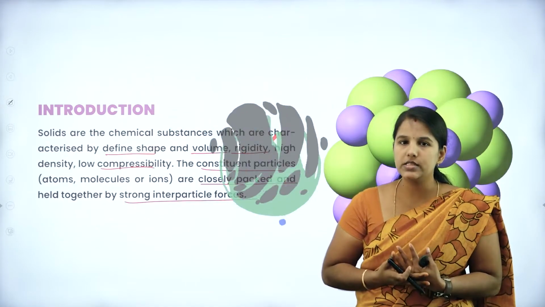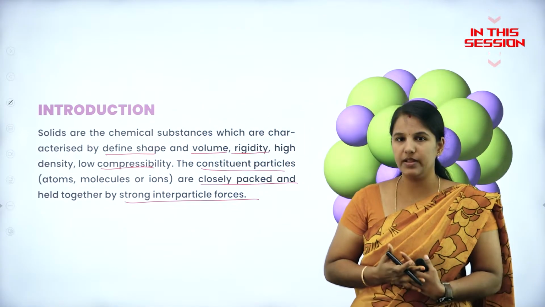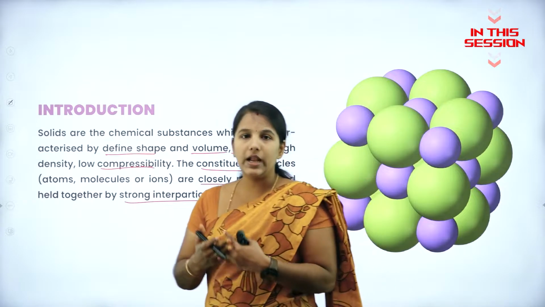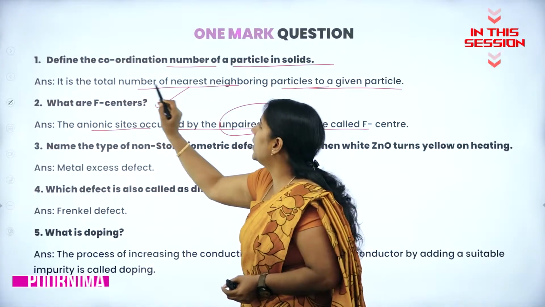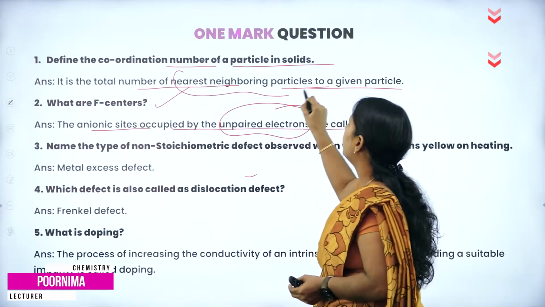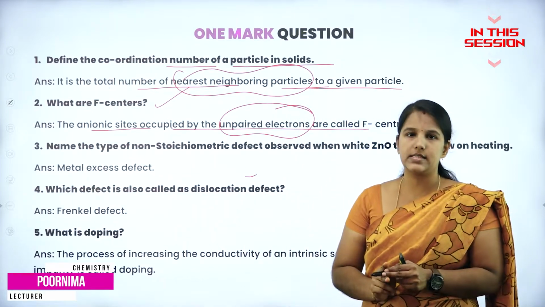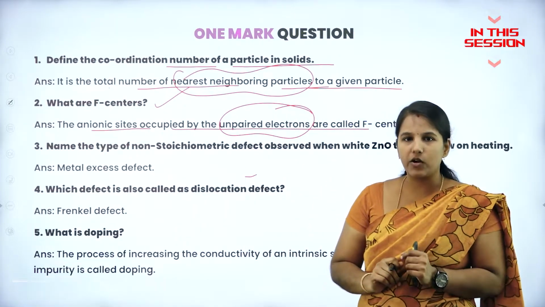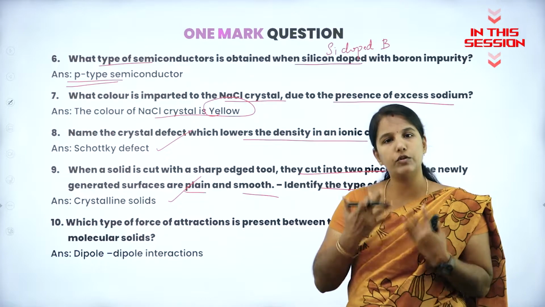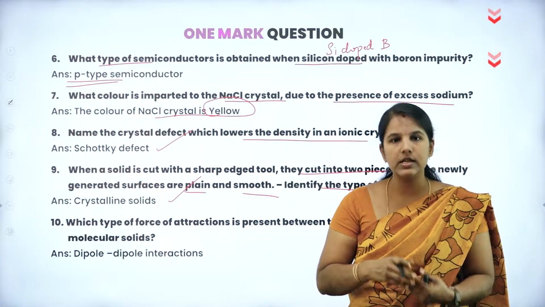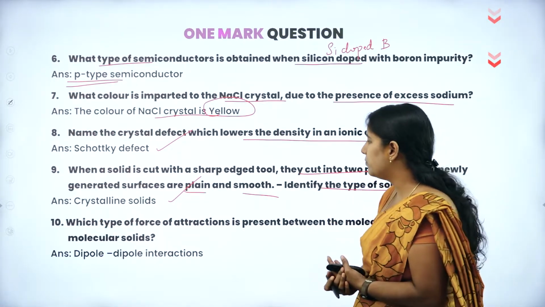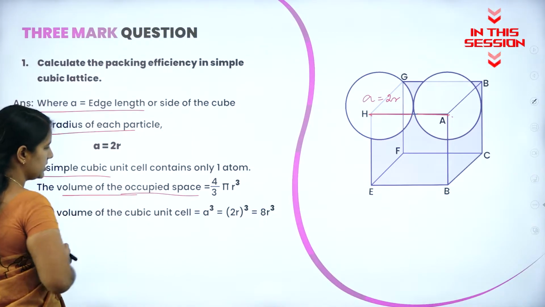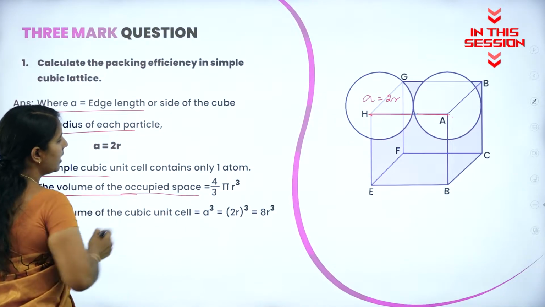Remember, solids are less compressible. We cannot compress the solid substances. Total number of nearest neighboring particles. See the sentence. Okay, it is very important. We all know that solids are of two types. One is amorphous and the other is crystalline. Volume occupied by the space is nothing but 4/3 pi r cube.